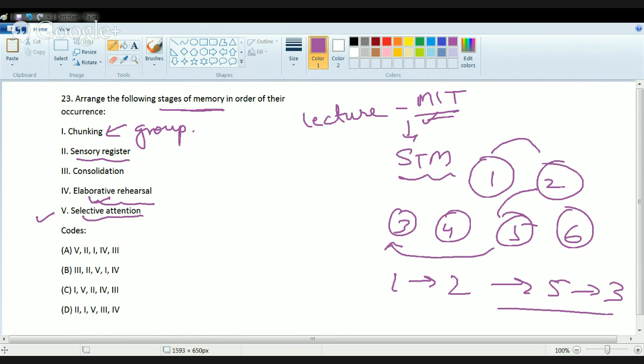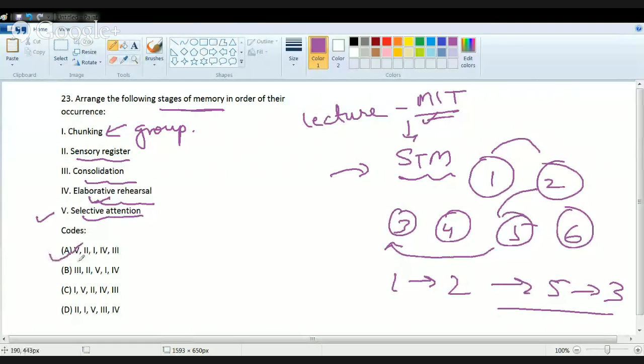Consolidation is the thing where, based on the previous memory, I am able to fortify any new information that comes in. So I have all the information that the lecture was about. Now I have some other information from outside. I'll try to club that information into the existing information and consolidate it. So that is what consolidation is.